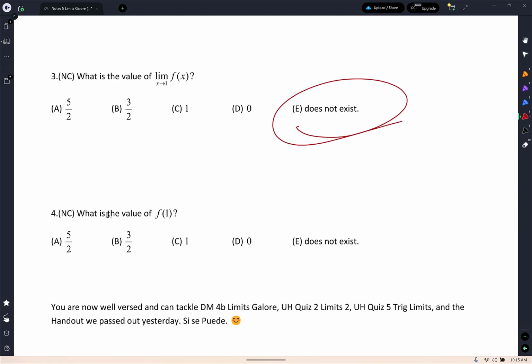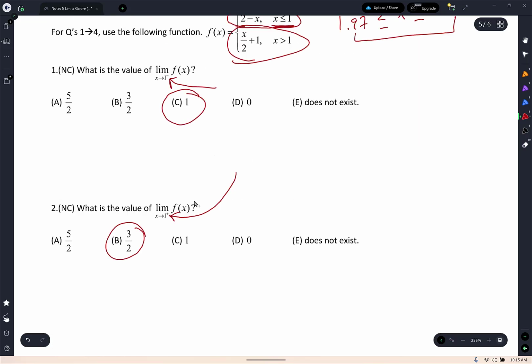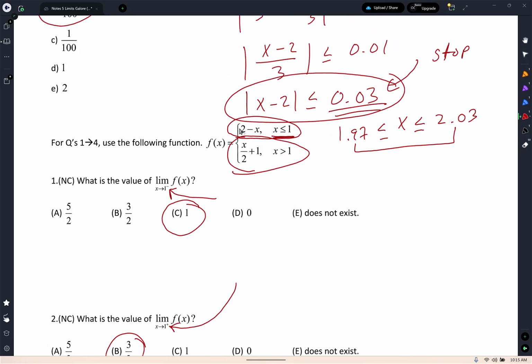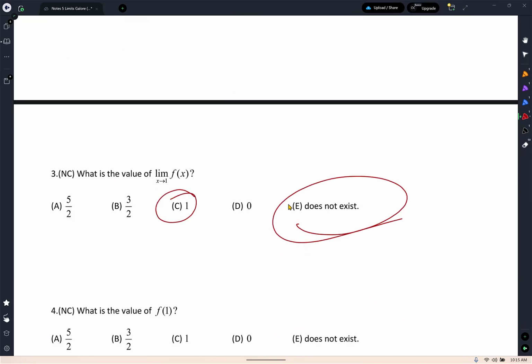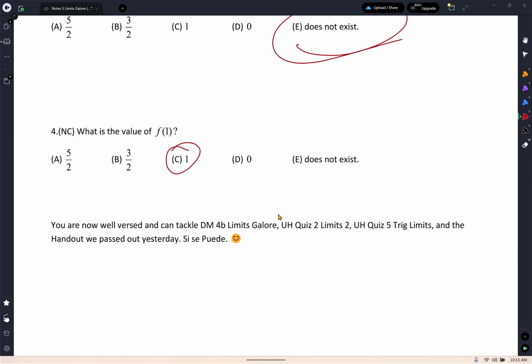All right. This one does not say the word limit. It just says f of 1. What is f of 1? You just look where you're defined. You're defined in the top equation where x is 1. So what's 2 minus 1? 1. That's it. See? Oh, not that one. This one. Easy or not easy, guys?